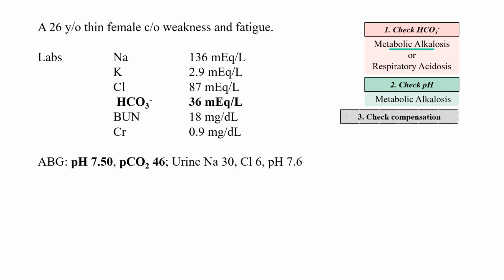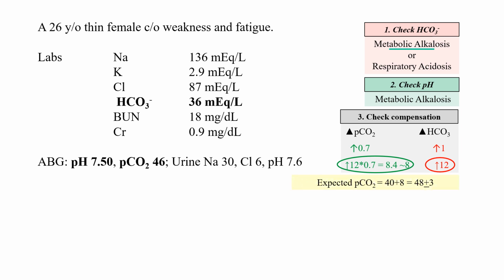Step 3. Check compensation. For metabolic alkalosis, every 1 increase in bicarbonate would result in an increase of 0.7 in PCO2. Since serum bicarbonate increases from the normal 24 to 36, or an increase of 12, the PCO2 should also increase by 12 times 0.7, or 8.4, or approximately 8. The expected PCO2 is therefore 40 plus 8, or 48 plus or minus 3. Comparing the expected PCO2 to the actual PCO2 of 46. This is within the range of 48 plus or minus 3. We are okay. No hidden process here.